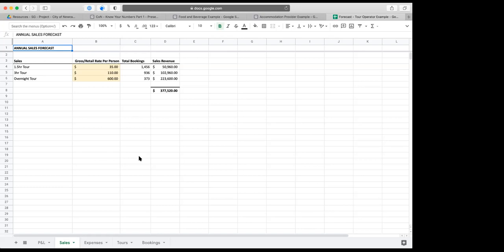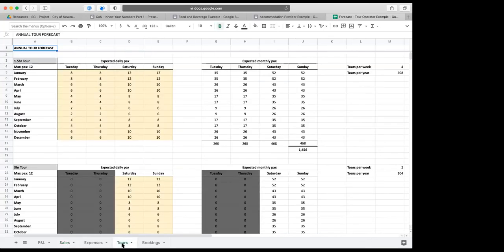Sales revenue is determined by the retail price. Tours are sold on a per person basis, which is yellow, so that can be configured, and the total bookings for each tour type over a year. The total bookings are based on calculations in the Tours tab. That's where we model it.